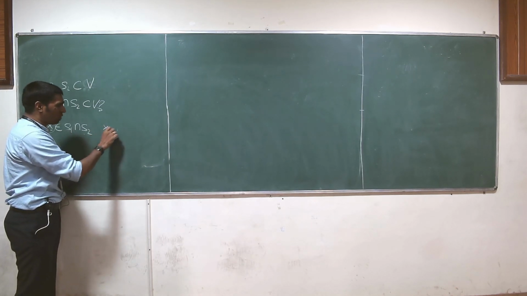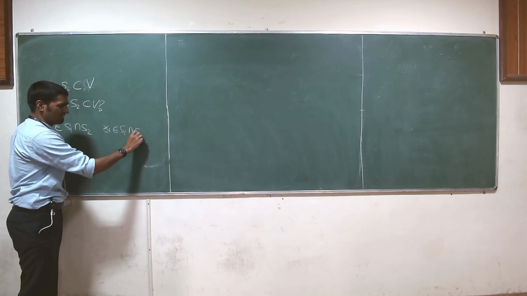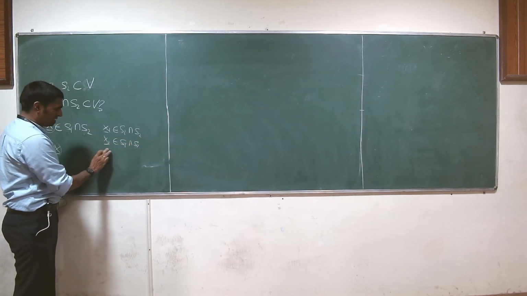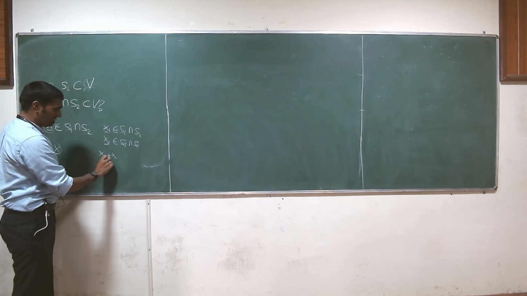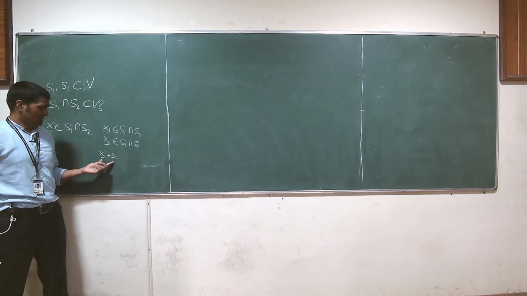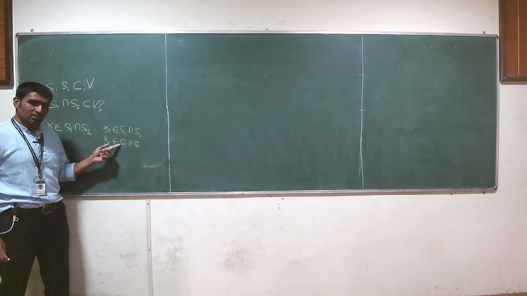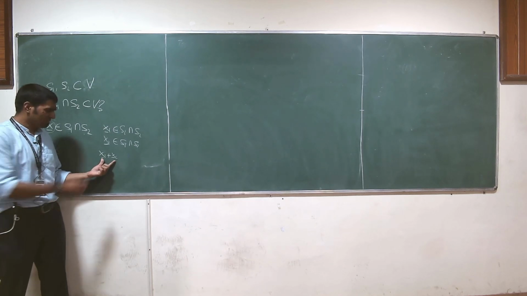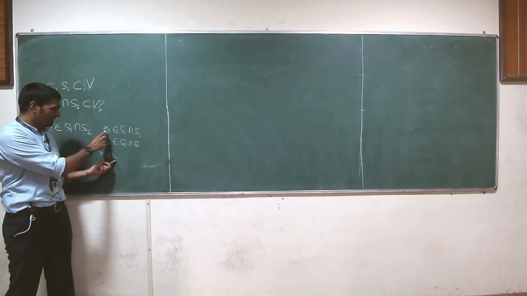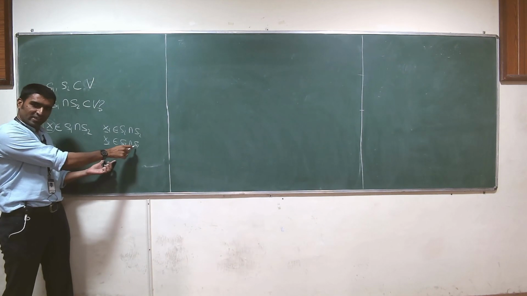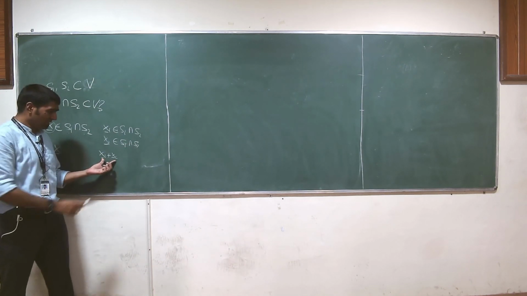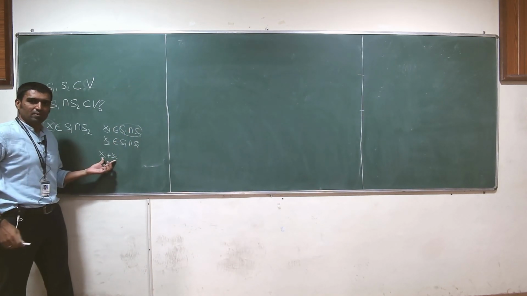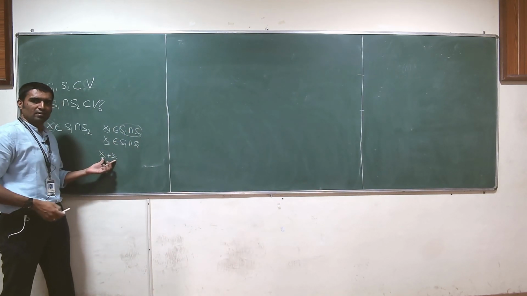So you have to take two vectors. X1 belongs to S1 intersection S2 and X2 belongs to S1 intersection S2. Consider X1 plus X2. If X1 and X2 belong to S1, does this belong to S1? Yes, because S1 is a subspace, right? If X1 and X2 belong to S2, does this belong to S2? It does. That means this should belong to the intersection because it's there in both of them.